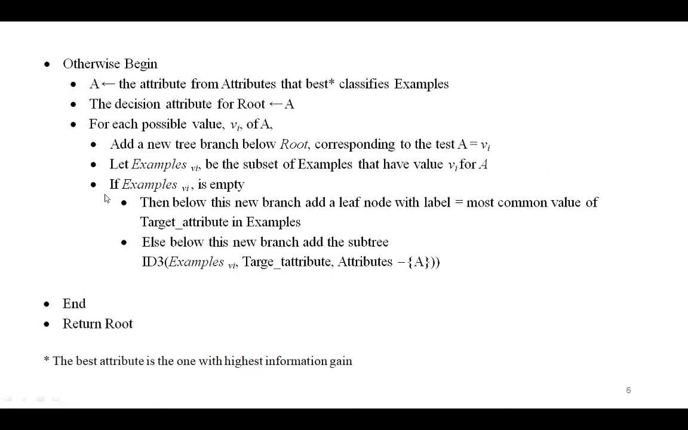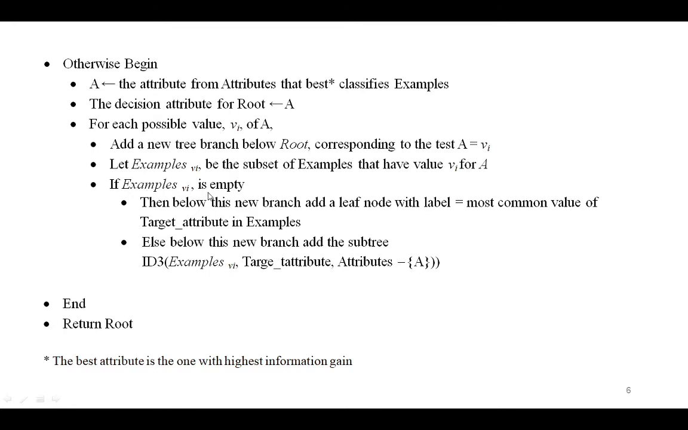Otherwise, it selects the attribute from the attributes that best classifies the examples, that is what capital A is. The decision attribute for the root is capital A, and for each possible value vi of A, it adds a new tree branch below Root, corresponding to the test A equals vi. Here vi is nothing but a possible value of A, so it checks whether A is equal to vi. Let Examples vi be the subset of examples that have the value vi for A.